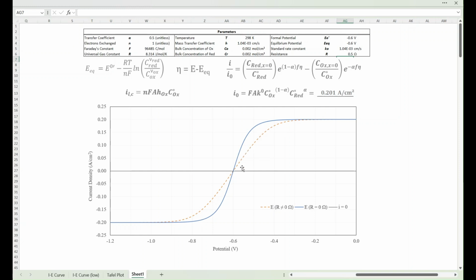And so we're applying a certain potential, but only a certain amount of potential is actually being realized at the electrode. And so let's increase that to 1 ohm. We can see it stretches even more.